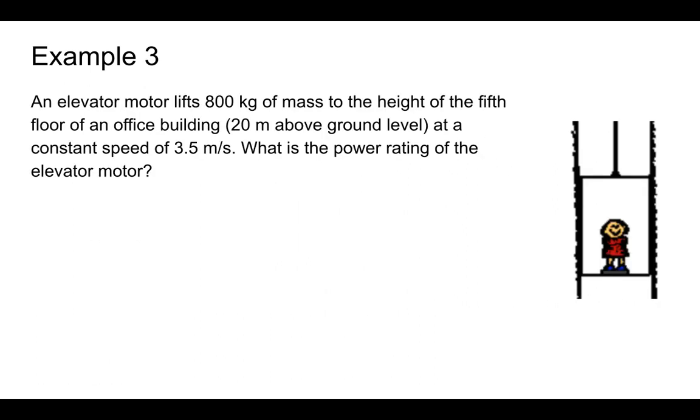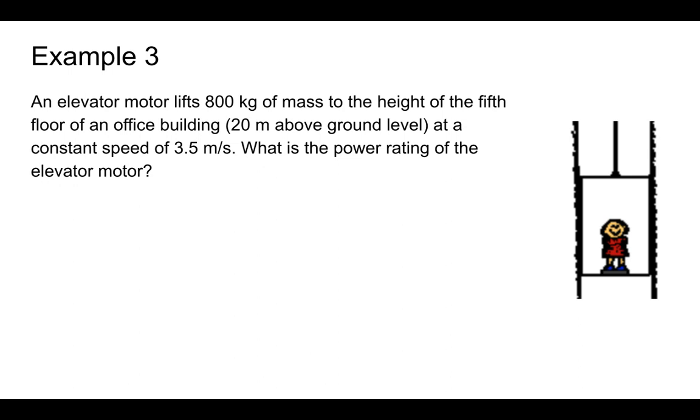All right, example number 3. An elevator motor lifts 800 kilograms of mass to the 5th floor of an office building, which is 20 meters above ground level, at a constant speed of 3.5 meters per second. What is the power rating of the elevator motor? For example 3, we're finally moving upward. Examples 3, 4, and 5 are examples where we're actually moving upward. The other 2 were just horizontal motion, so they're a little bit different.